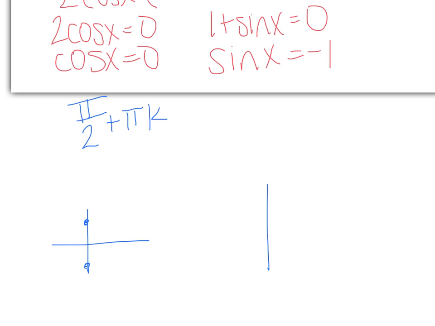Where does sine x equal -1? That's where my y coordinate is -1. That's going to only happen in one place, which is 3 pi over 2. And that's going to land in this statement, so we only need to list one answer.